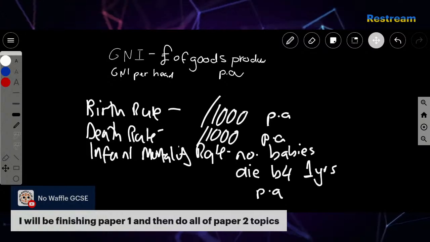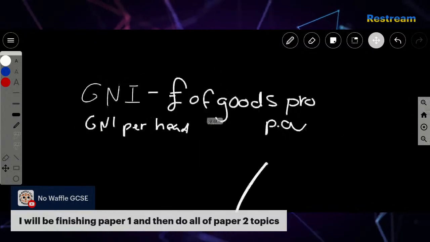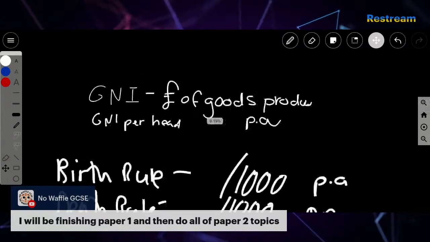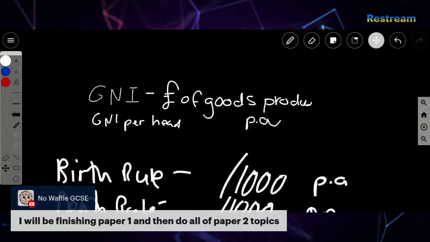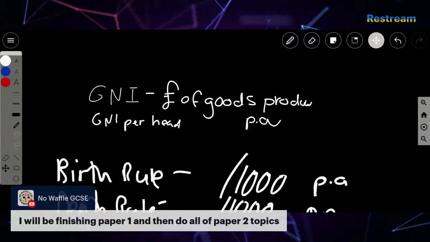Now, GNI can actually be misleading as well. When you're doing the GNI per head, it's an average, and variations don't show up in averages, which is another issue.